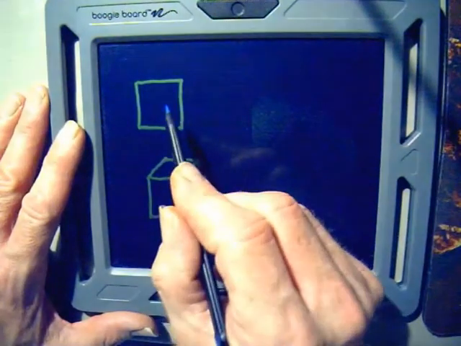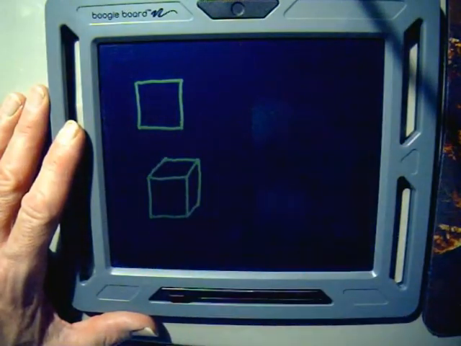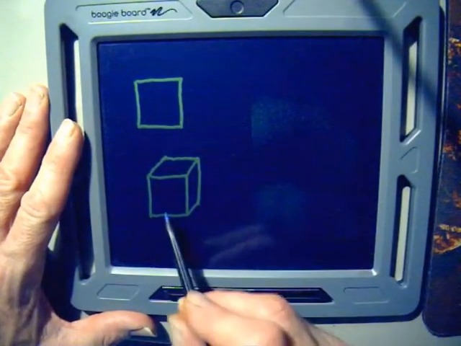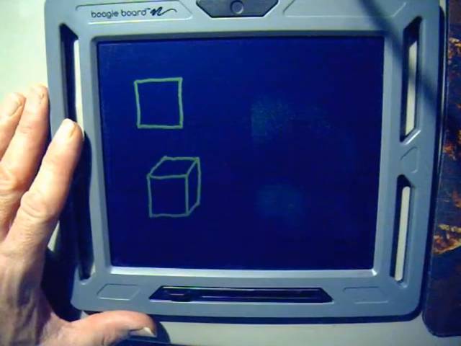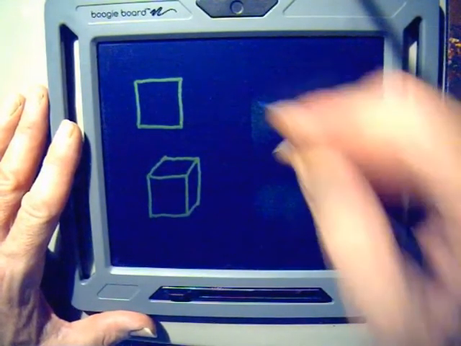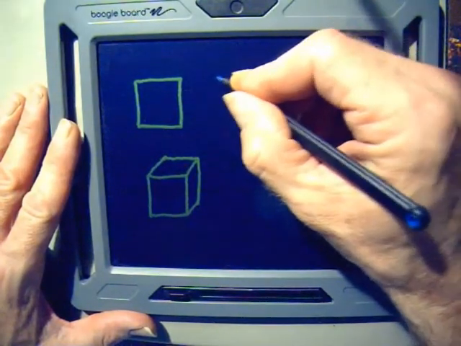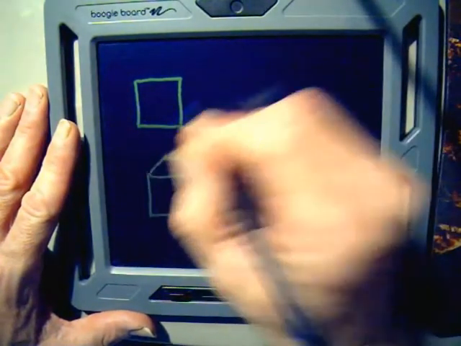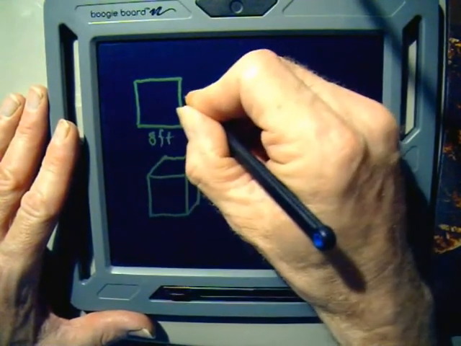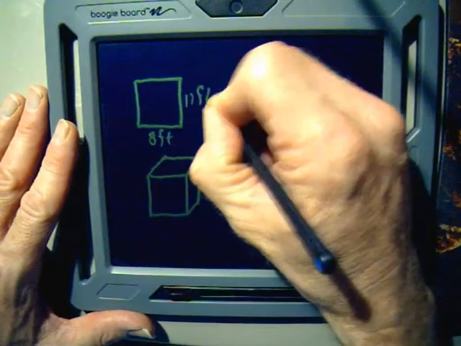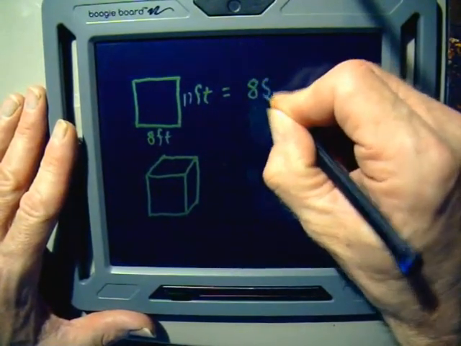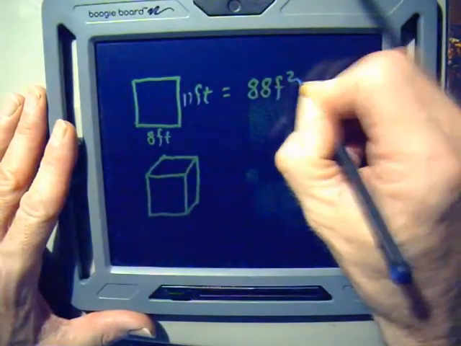Now, you have to be careful when you have square measurements or cubic measurements, because we have length times width in order to get the squared. We have length times width times height in order to get a cubic measurement. So say you were measuring for carpeting, and you measured your room, and your room was 8 feet by 11 feet, which then gives us 88 square feet.